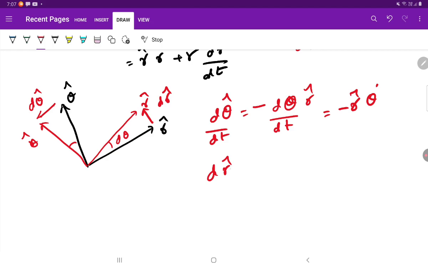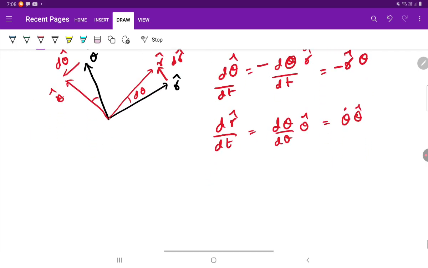Similarly, d r cap by dt is equal to d theta by dt into theta cap, which comes out to be theta dot theta cap. Hence, I can say the velocity vector is equal to r dot r cap plus r theta dot theta cap. Okay, so yeah, I hope you get it. In this derivation, we'll be using vector calculus, or derivatives of vectors, to help you understand the relation of polar coordinates with velocity, acceleration, and everything else.